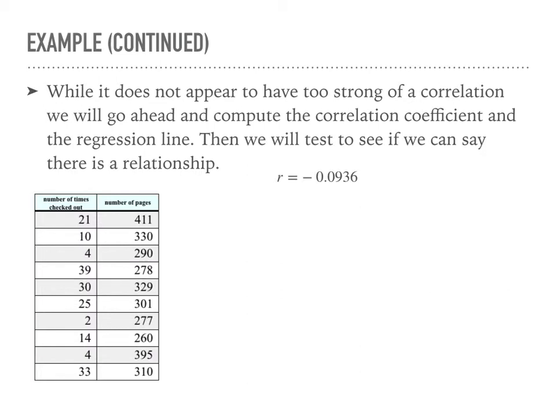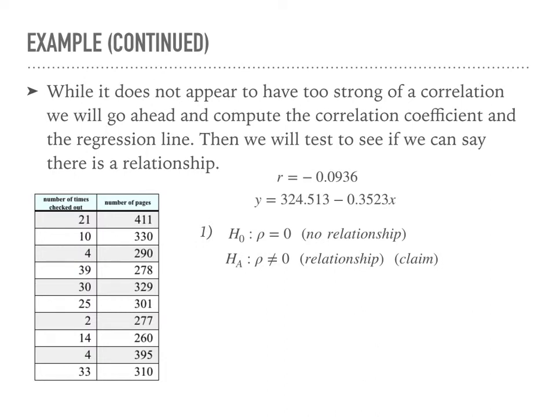So let's go ahead and list our regression line. Our regression line should be y equals 324.513 minus 0.3523 times x. So our hypothesis test, even though we're pretty certain it looks like there's no relationship, we'll test it anyway. Our null hypothesis, rho equals 0, meaning there's no relationship, and the alternative hypothesis, rho does not equal 0, meaning there is a relationship. That's the claim that the student was making.